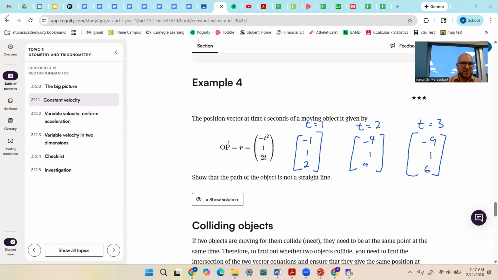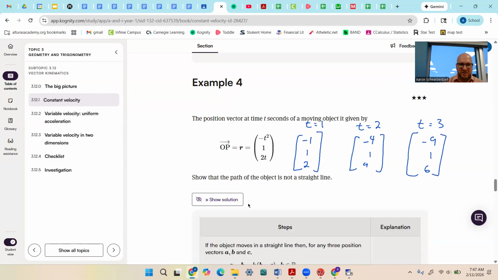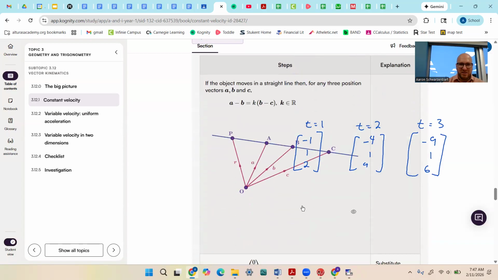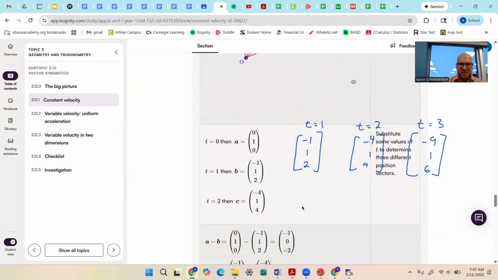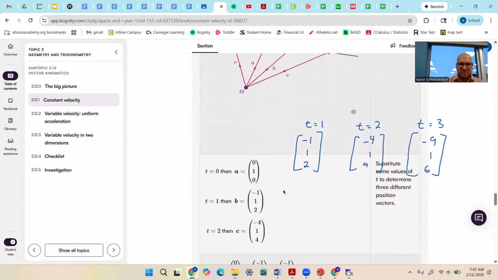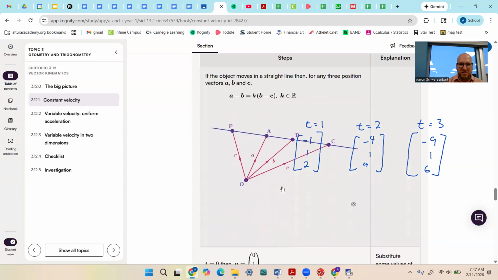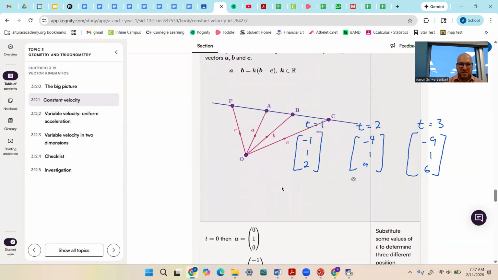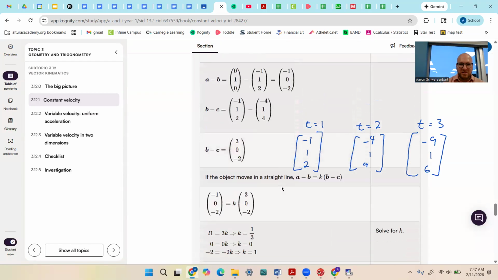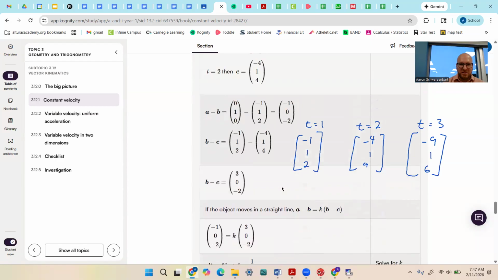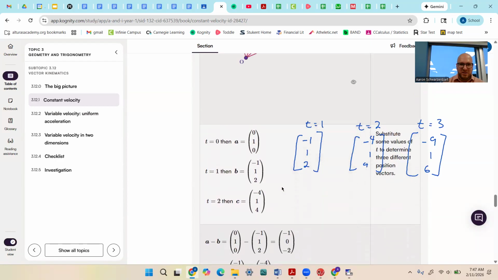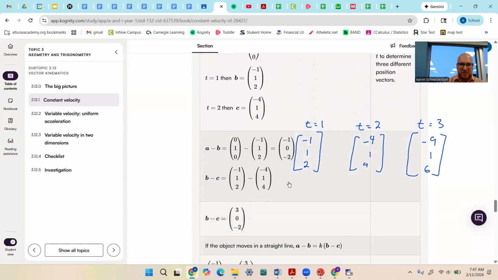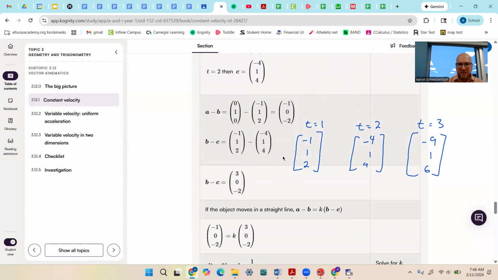At t equals 2, I get (-4, 1, 4). At t equals 3, I get (-9, 1, 6). Clearly, this is not a straight line. I'm interested to see how they did it. Oh yeah, they just did a bunch of them. And when you subtract, they should all be the same if it's a line, and they're not.